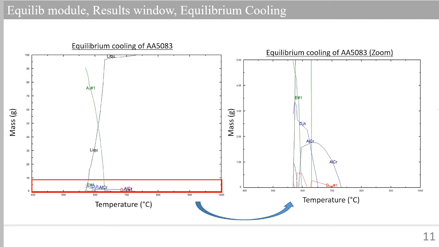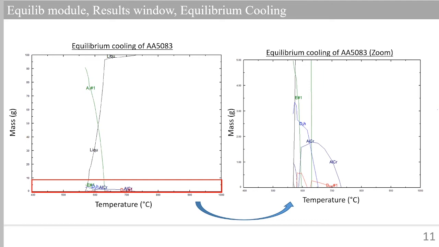So these plots present the evolution of the different phases with the cooling temperature. On the left you have a full view starting with the liquid at 100 grams or 100 weight percentage until the final phases are formed. And on the right you have a zoomed in view that I made by adjusting the Y scale so that we can better see the phases forming under 5 grams.